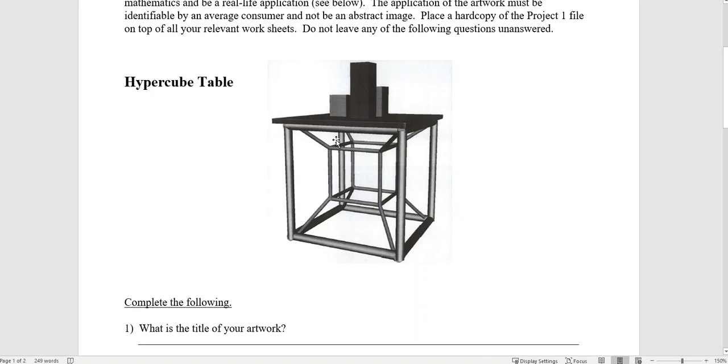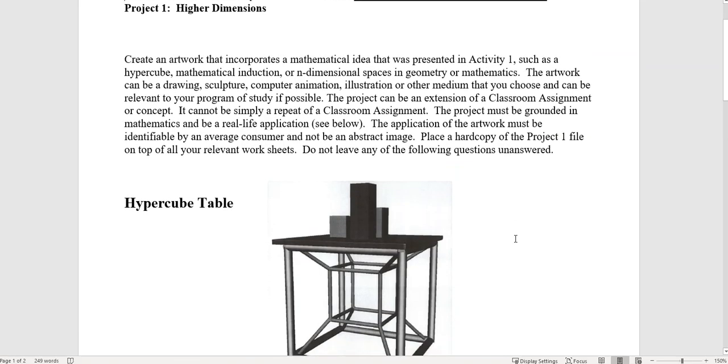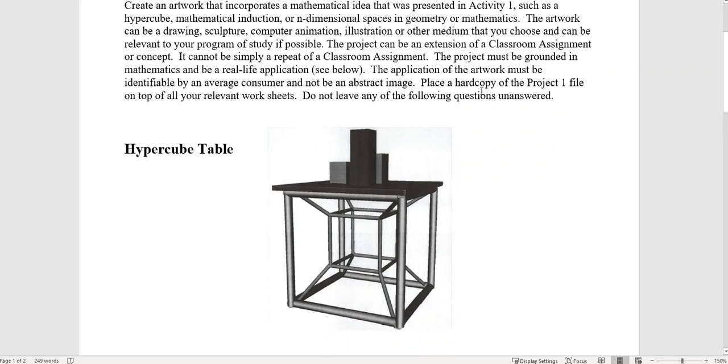And then they simply took and put a tabletop and set it on top of this hypercube looking steel, or some type of frame that they built a table base out of. And they put a tabletop on and have some books or something sitting here on top of the table. So this would satisfy all of the requirements. Again, it is not simply a repeat of a classroom assignment, and we didn't do anything like this for our classroom assignment. We looked at some different things.